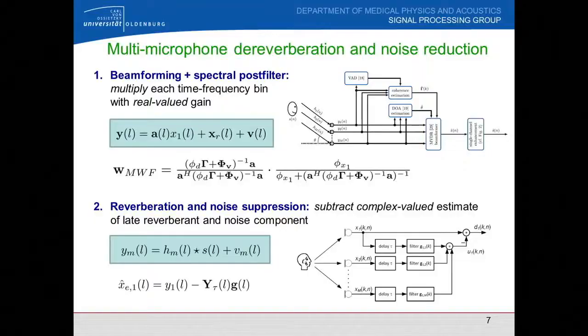And there actually, I think it's important to realize that at the output of the spectral post-filter, each time-frequency bin is typically multiplied with a real-valued gain. Another kind of approach, which directly starts from this convolutive transfer function model, takes another route: we don't multiply each time-frequency bin with a real-valued gain, but we aim at subtracting a complex-valued estimate of the late reverberation and the noise. And therefore directly also take into account the phase of the signals.